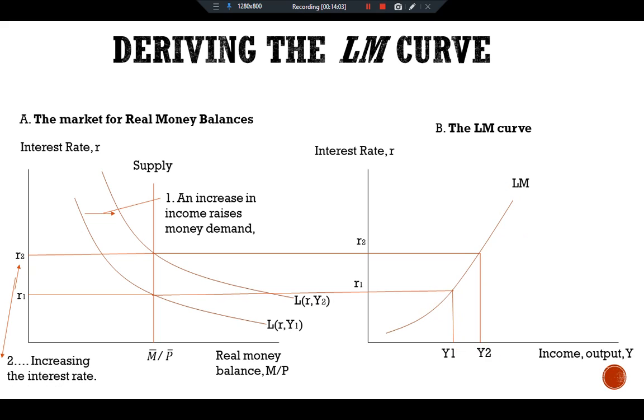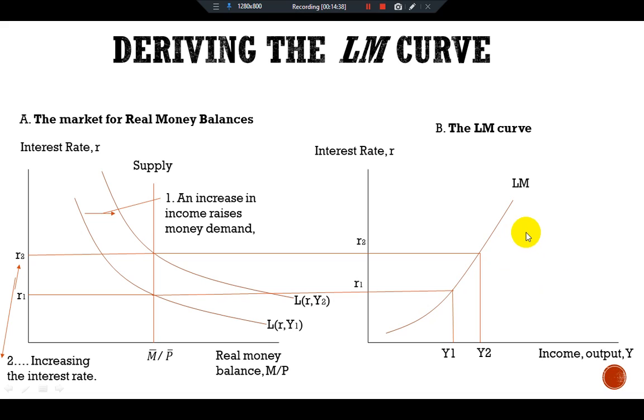So we have proved that with the supply of real money balances unchanged, the interest rate rises from R1 to R2 when we have a higher level of income and a higher level of money demand. Therefore, according to the theory of liquidity preference, higher income leads to a higher interest rate.